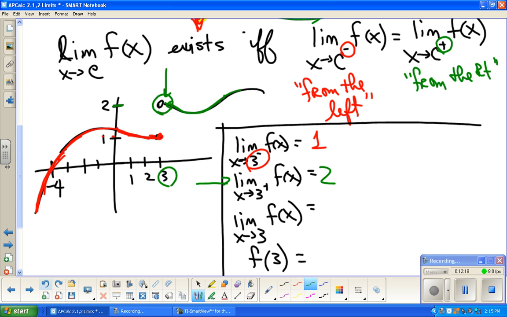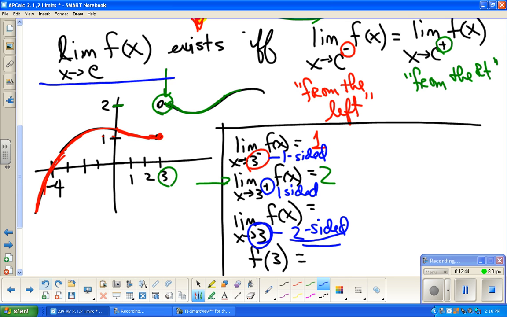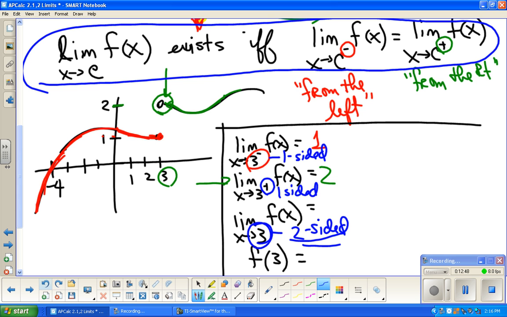Okay. The next question says, what's the limit as x approaches 3? Well, from what side? This is a two-sided limit because it does not imply a side. So this is a one-sided. This is a one-sided. This other one, two-sided. And the rule above says that this only works if these bad boys match. They don't match.